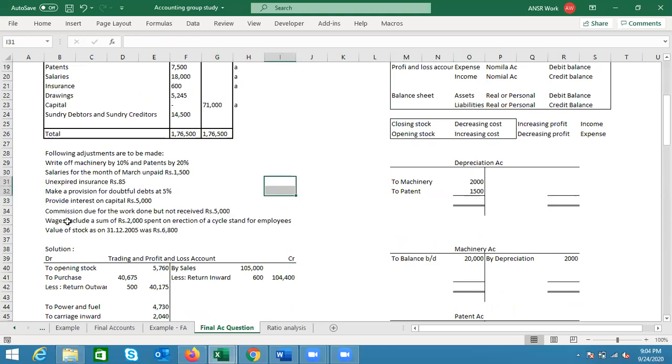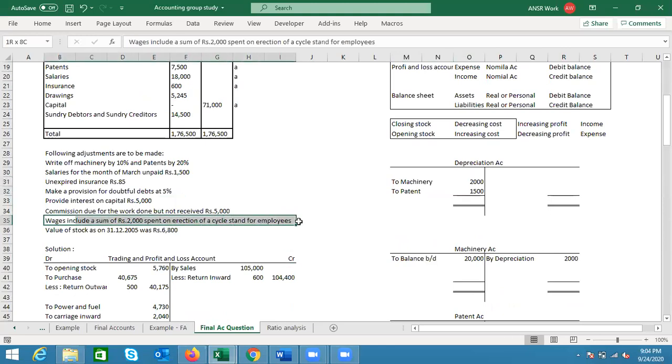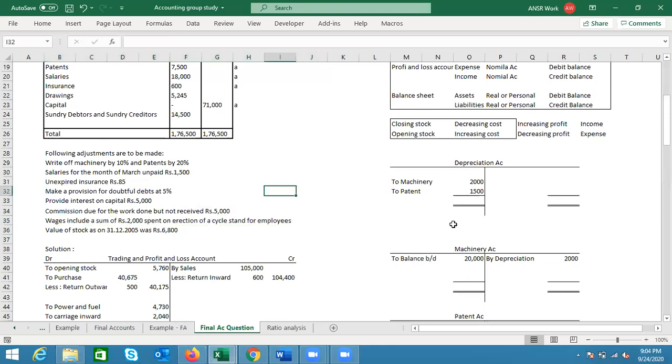Only two are left. Next one is: wages include a sum of 2,000 spent on the erection of a cycle stand for employees. I've already repeated this so many times. I want somebody to tell me what the entry is. Cycle stand account debit, and wages account credit. Perfect. Cycle stand debit. Anybody any doubt?